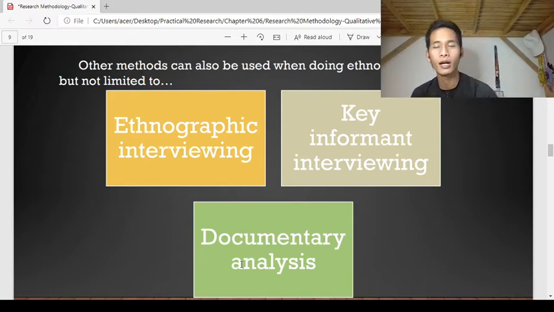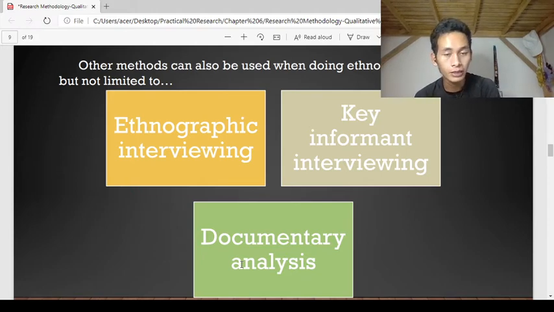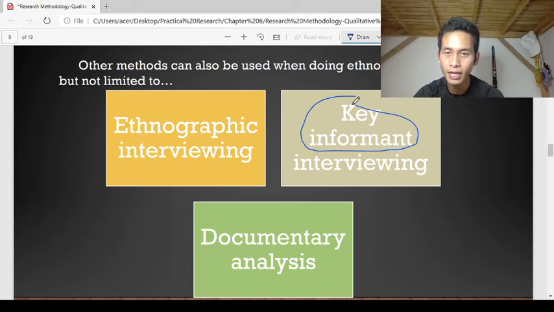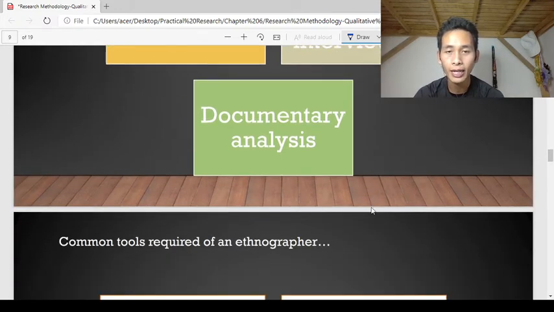Also, some prefer to have key informant interviewing. They don't need to interview all members of the community. The researcher will be interviewing only the key informant, like the leader, the barangay official, who will represent the whole tribe, the whole community under study. So key informant only. And then documentary analysis.